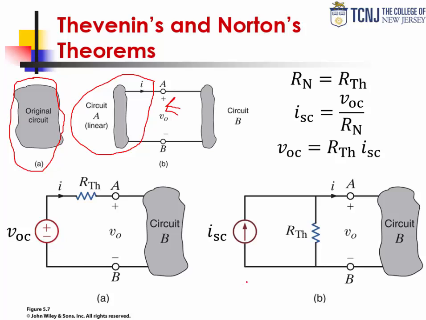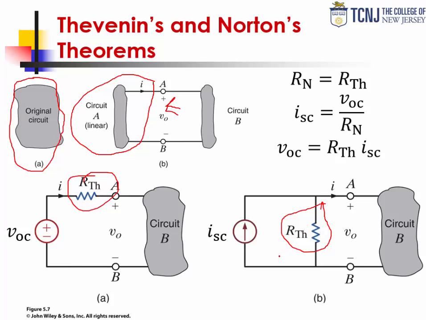So these are the quantities involved. We have to say that the Thevenin's resistance, which is this one over here, is equal to the Norton resistance. So we calculate it the same way.